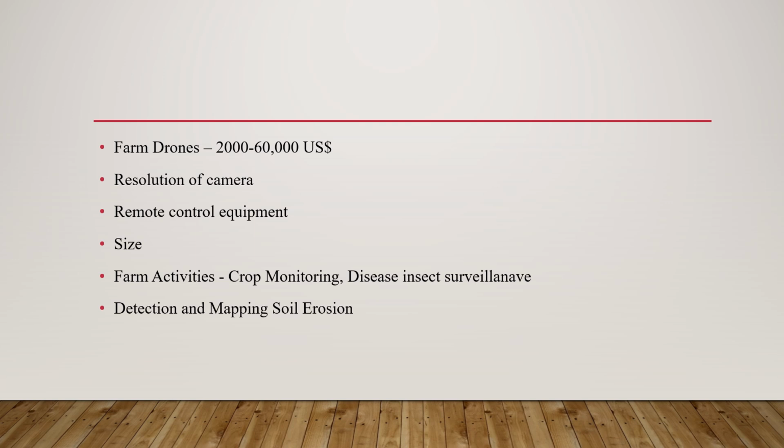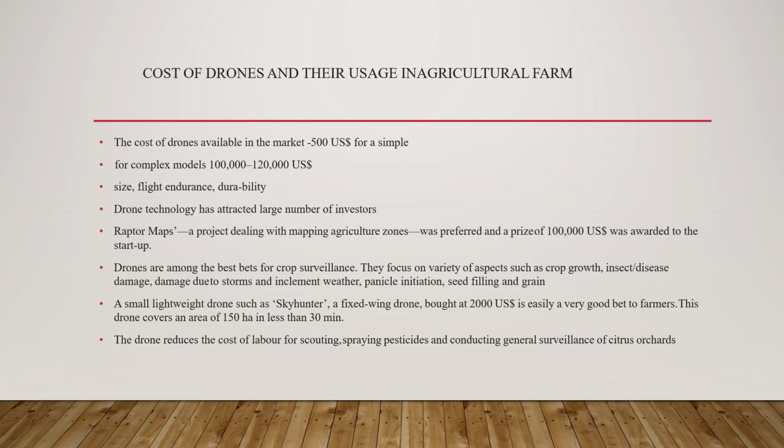Generally, farm drones cost around 2,000 to 60,000 US dollars, and the cost is involved more in the resolution of the camera when taking the images and in the remote control equipment. It also depends upon the size of the drone which is used, and the farm activities which are done mainly are going to be crop monitoring, surveying what diseases are affecting the crops, and the last one is going to be the detection and mapping of soil erosion.